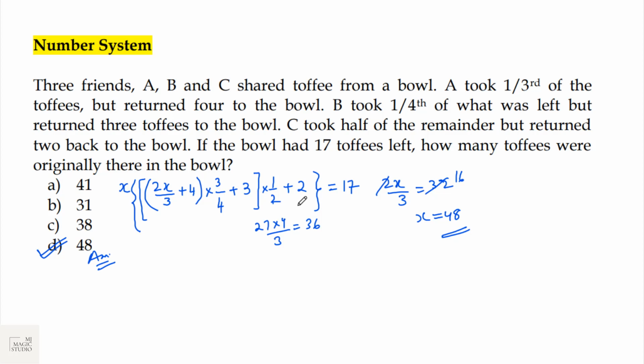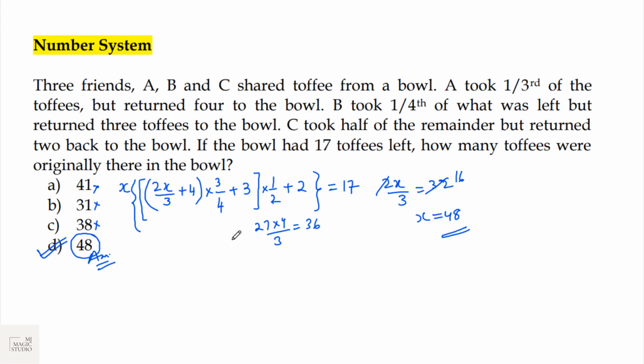Now, we can see one interesting thing also in these options. It is given that A took 1/3 of the toffee. That means the initial number of toffees should be divisible by 3. Now 41, 31, 38, all three of them are not divisible by 3. That means eventually our answer is 48 only. That's it. So first look at the options also if required. You can eliminate all the options which are not divisible by 3. And if all options are divisible by 3, obviously you need to frame the equation and solve.